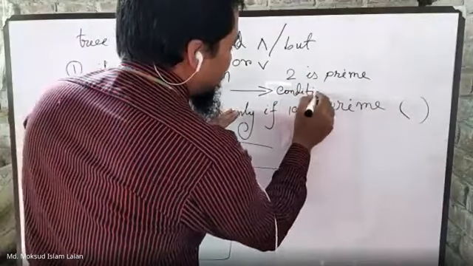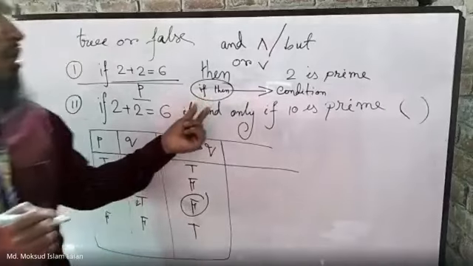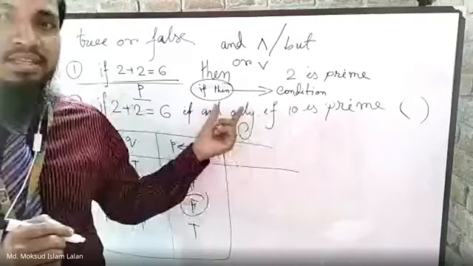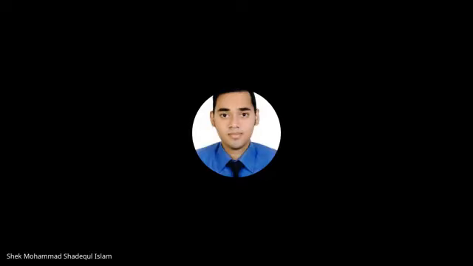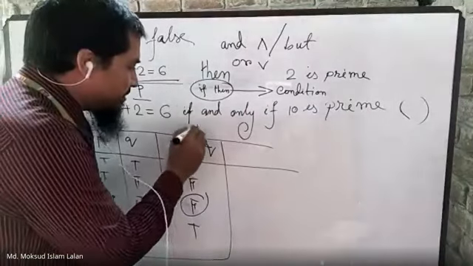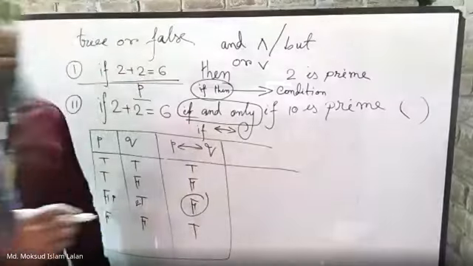This is the conditional: if and then. If you find these two words connecting a complex sentence, that is conditional. And "if and only if", that is biconditional. Okay, dear students.